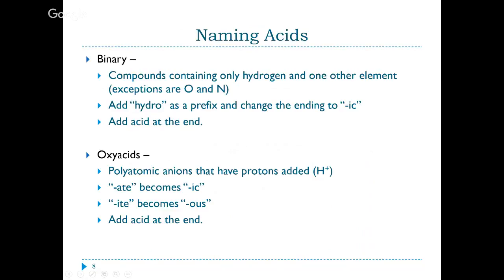So now we're just looking at changing the endings. If it's phosphate, it becomes phosphoric acid. If it's sulfate, it becomes sulfuric acid. Nitrate, nitric acid. Then the ones that are ites become ous. So nitrite becomes nitrous acid. Sulfite becomes sulfurous acid. Phosphite, phosphorous acid. So the ates become ics, the ites become ous's, and then we always just simply say acid.